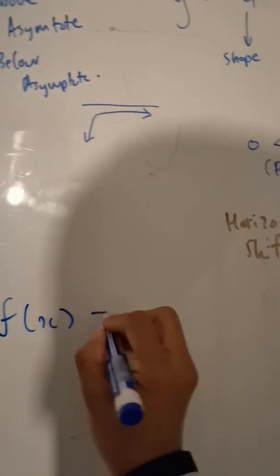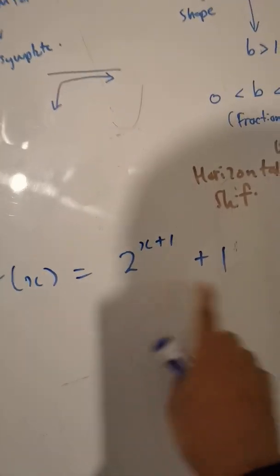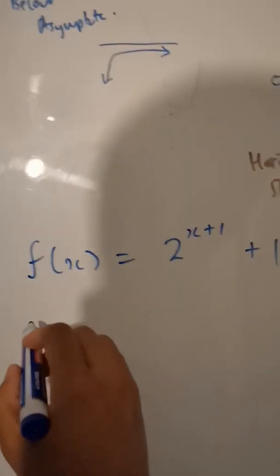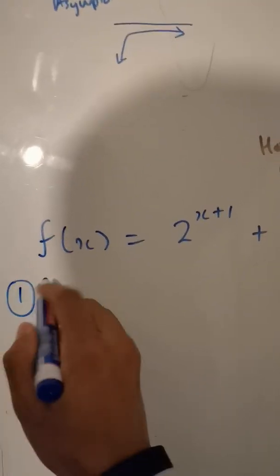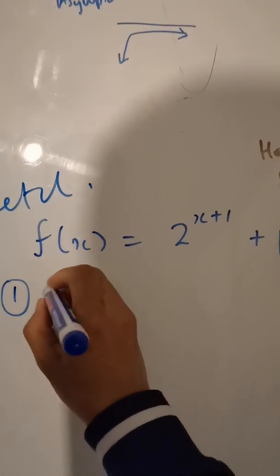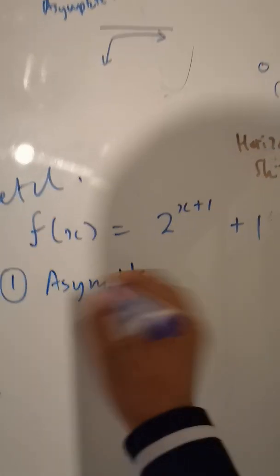f(x) = 2^(x+1) + 1. So, what is step number 1? Step number 1, we're going to sketch the exponential. You must first ask, what is the asymptote? So step number 1, get the asymptote.